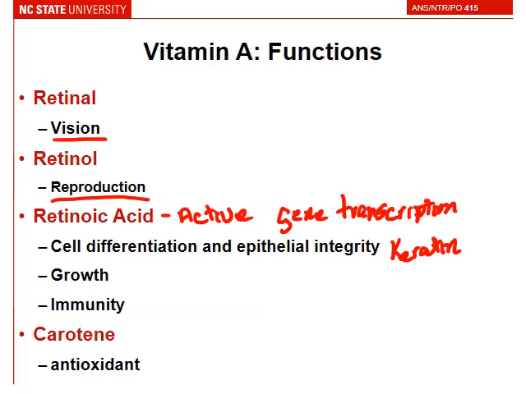Where if you have high levels of vitamin A or toxic levels of vitamin A, you're going to get a lot of cell proliferation and other epithelial integrity things are going to occur. Just as it's involved in gene transcription for keratin, that's also how it's involved in growth. It's controlling so many things within the cells, controlling cell cycle, etc. So that's how it's involved in growth.